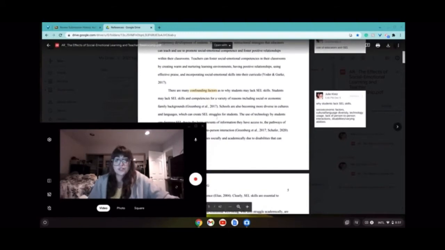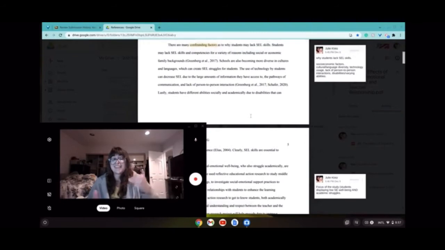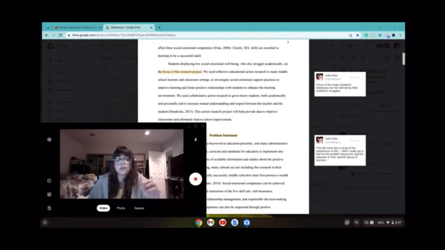They mention confounding factors. So they're studying social emotional competency of these students and SEL skills. And they do touch on the fact that this can be compounded by socioeconomic factors, cultural and language diversity, technology, interactions, disabilities, varying abilities. And they do mention that these things can actually all be addressed by social emotional learning skills and interventions. So they do cover that base. They mention that the study focuses, and this is the closest we get here, on students that are displaying low social emotional well-being and academic struggles. That's who they're looking for. But we really don't get any more specific than that. They don't mention this being an issue at their school or anything about the students that they chose.